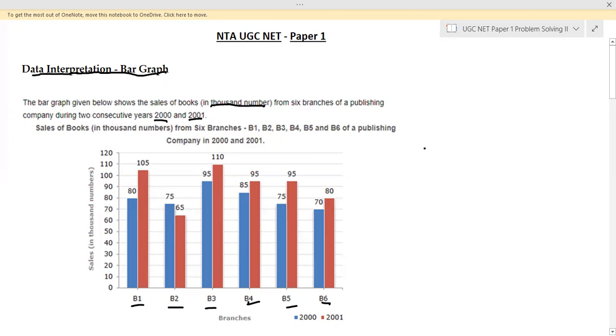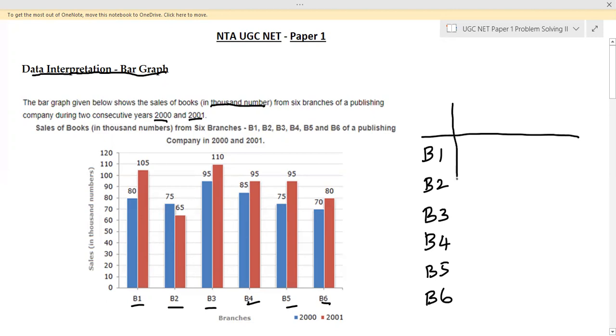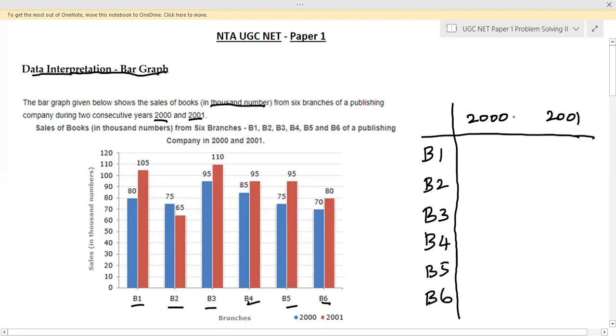I'm going to place B1, B2, B3, B4, B5, and B6 in one column, so they stand for the rows. And column-wise I'm going to take 2000 and 2001. These two numbers stand for the years. Then I'm going to record the data here in this table, just for clarity.